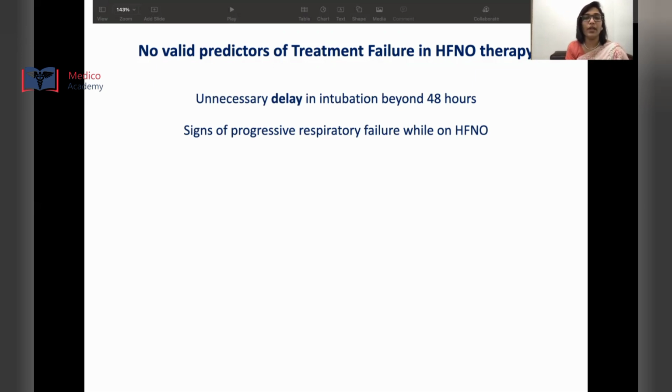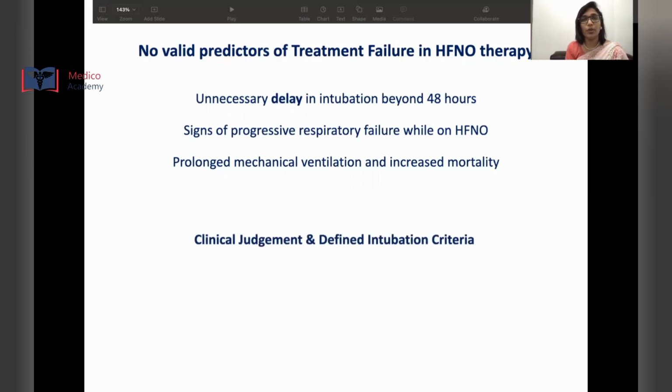All that you have to look for in such patients are signs of any progressive respiratory failure while on high flow nasal oxygen therapy. Because if you intubate a patient very late, that itself can result in prolonged mechanical ventilation and increased mortality. So hence, when you put a patient on high flow nasal oxygen therapy, the most important things to be considered are clinical judgment, and you should have set defined intubation criteria. Intubation criteria any ICU will already have. So you have to stick to those criteria and use your clinical judgment, and then go for intubation when you have put a patient on high flow nasal oxygen therapy.